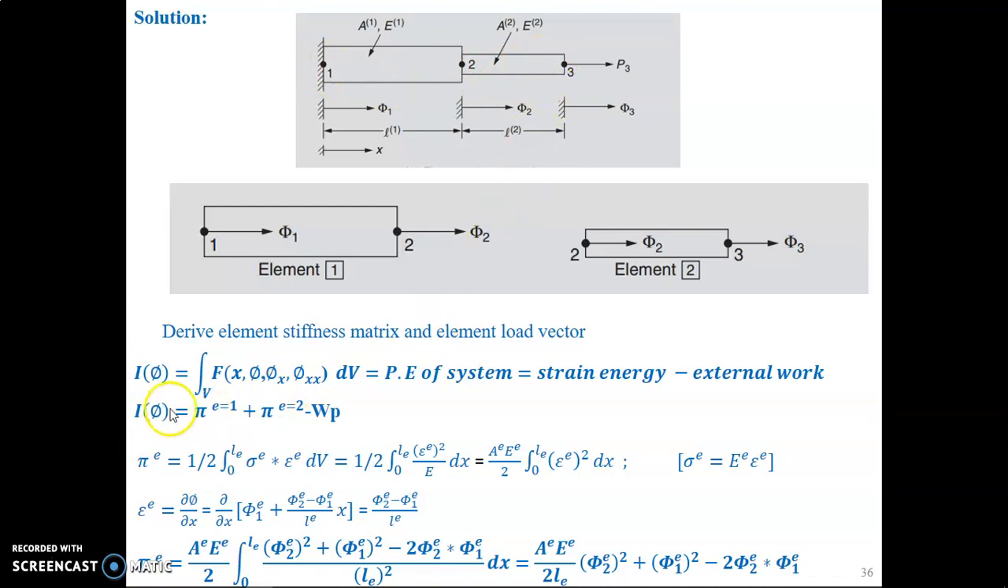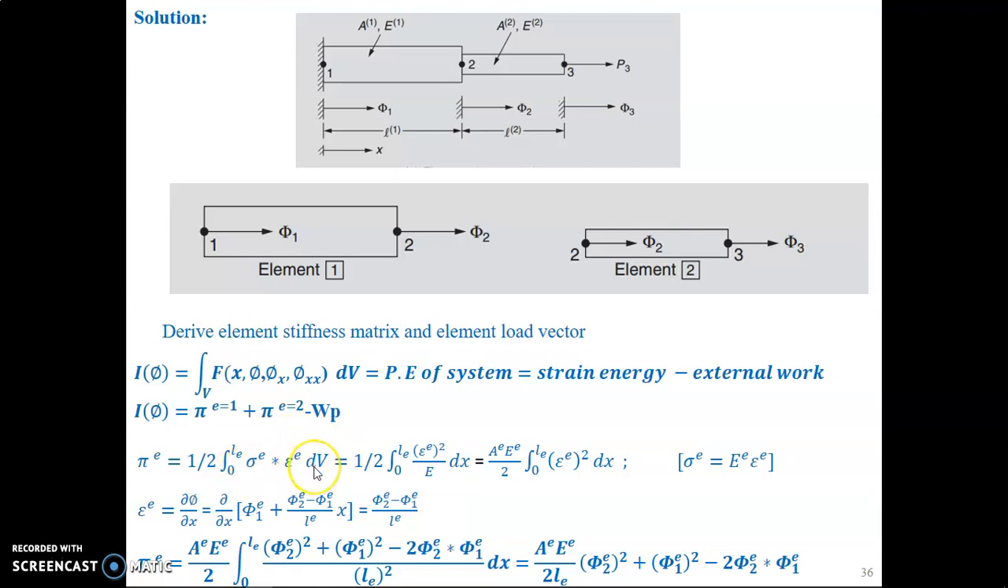So the integral will be the potential energy in the system, which will be the sum of the strain energy in the first element and the strain energy in the second element, minus the work potential, or the external work done on the system. The strain energy within an element can be found as half of the integral of the multiplication of the stress and strain, integrated over the volume of the element.